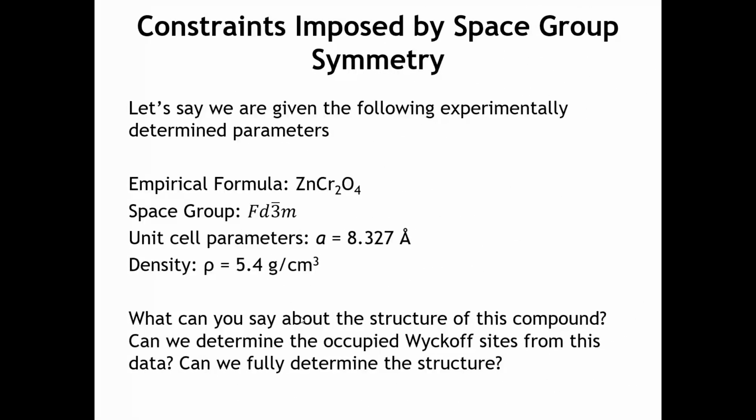Let's say that we did a reaction between one equivalent of zinc oxide and one equivalent of chromium(III) oxide, Cr2O3. So if the reaction goes to plan, we should make ZnCr2O4. And we do a powder diffraction experiment. We determine that this is a cubic crystal, and the space group is Fd-3m, and the length of our unit cell edge is 8.327 angstroms. And say we were to measure the density and come up with 5.4 grams per centimeter cubed.